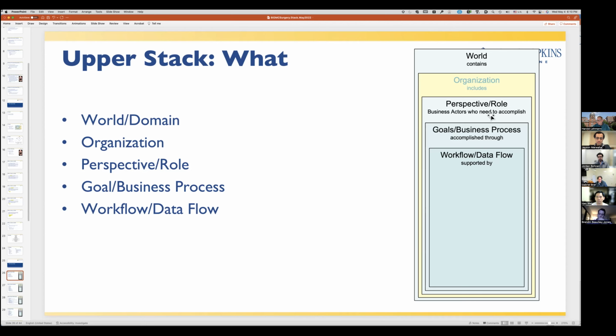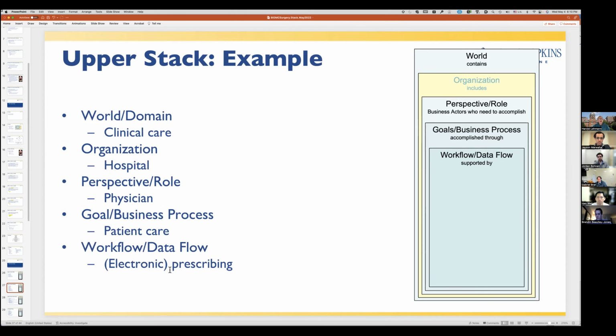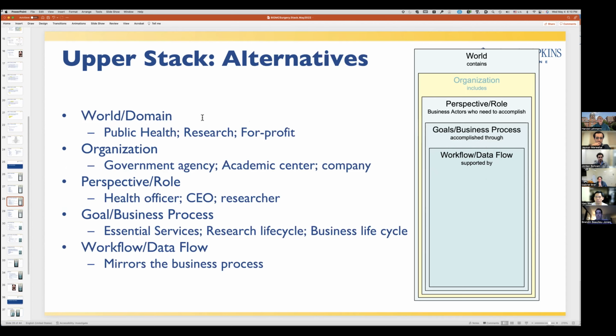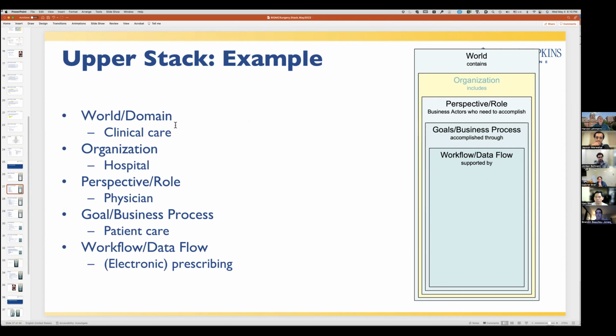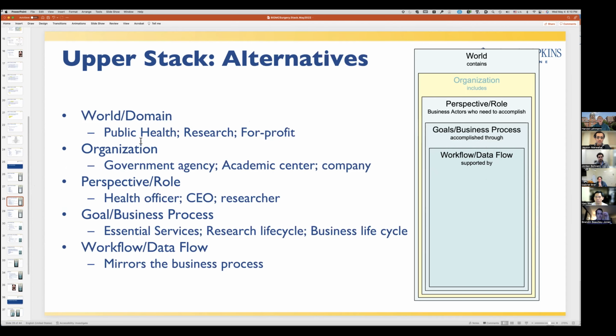Then we get into goals and business processes, some of those cycles that I showed you. Then finally, the workflow and the data flow, that is how these things get done. So these are some examples of that. So you can see here are different environments. This is a clinical environment. Here's a public health environment, research, for-profit organizations. So there's a lot to keep track of.